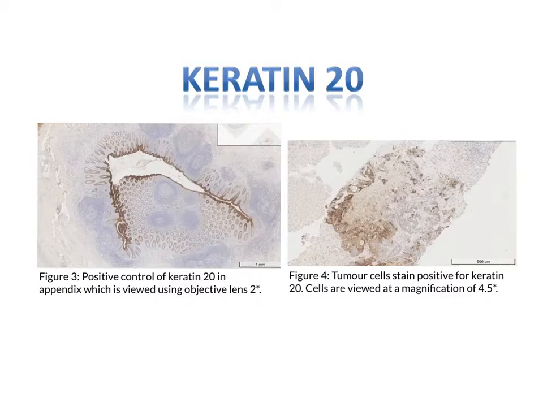Using an objective lens of 2, we can see that the epithelium facing the lumen of the appendix is positive for keratin 20. The liver core biopsy beside it, seen in Figure 4 using a magnification of 4.5, contains tumour cells which are positive for keratin 20, but the hepatocytes are negative for keratin 20. This suggests that the tumour cells could be derived from the gut.